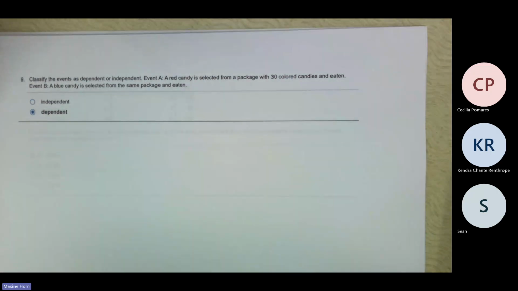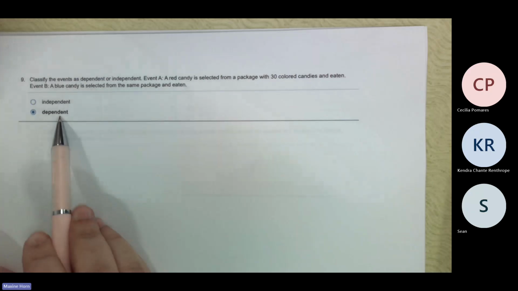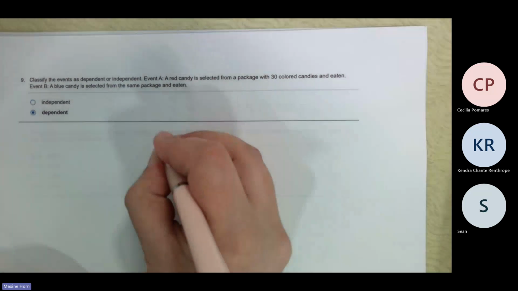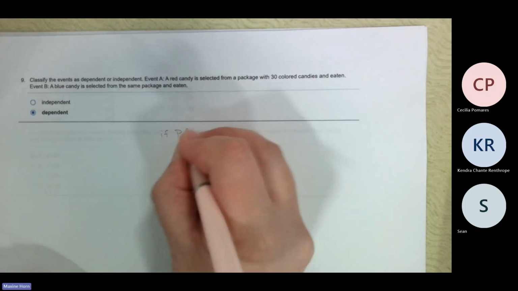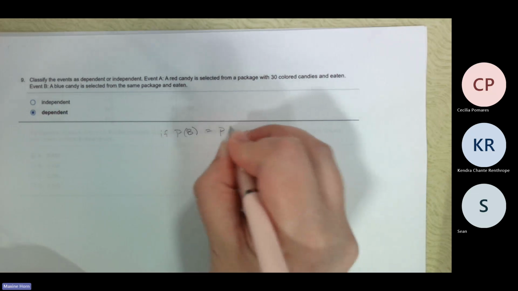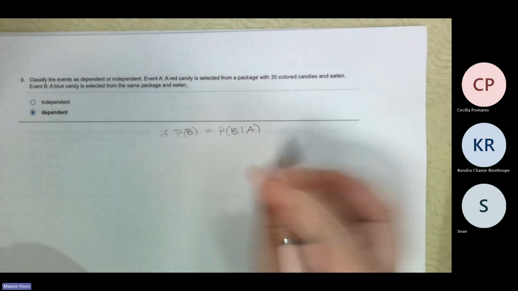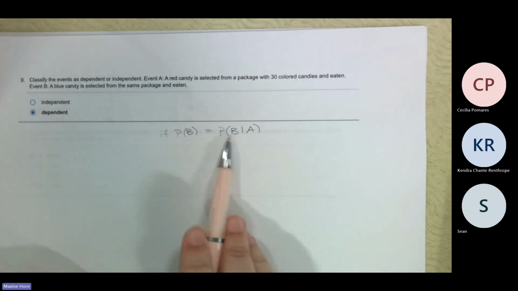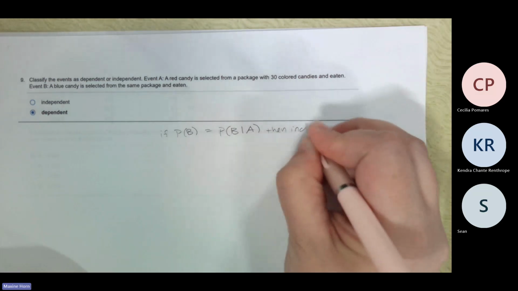Okay, so there's a few ways you can think about this. One way is to just kind of think it through and say, well, does one affect the other, right? Because if they are dependent, one will affect the other. If they are independent, they will not. Another way is to actually follow the rule. Okay, so if the probability of event B is exactly the same as the probability of event B given event A, right? Remember, that's how we read this, the probability of B given A, then they are independent.